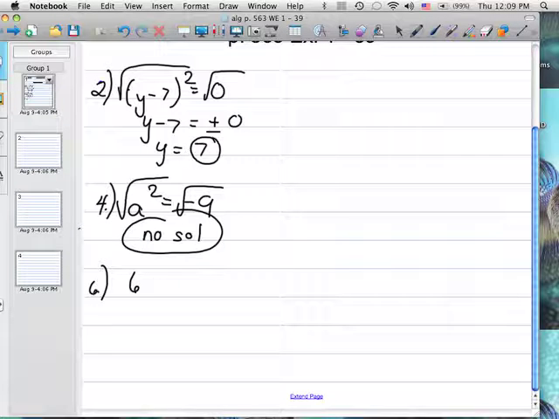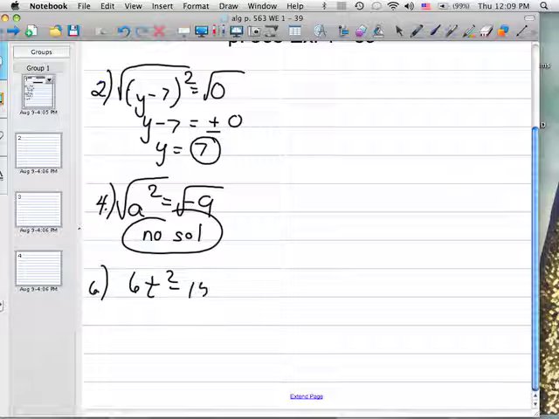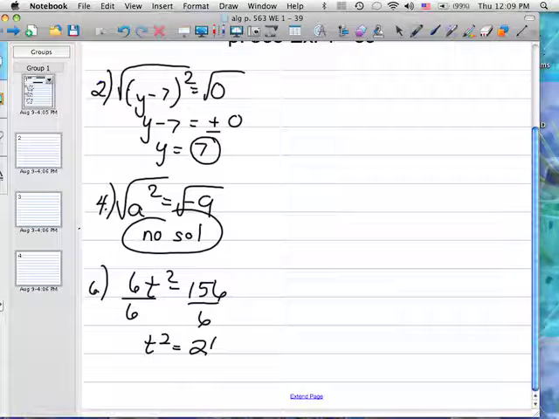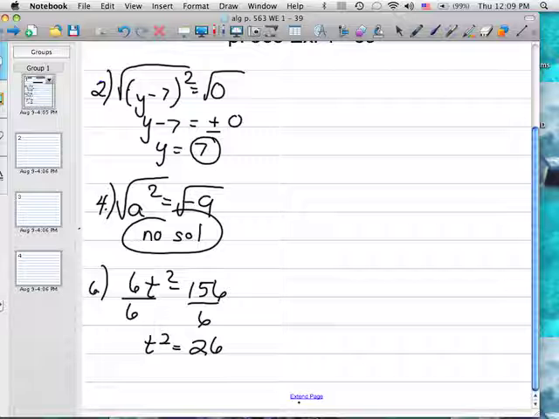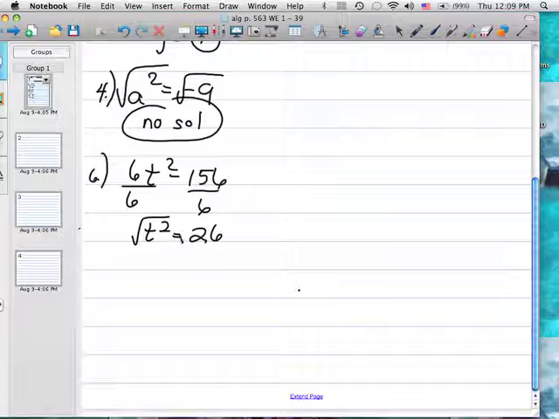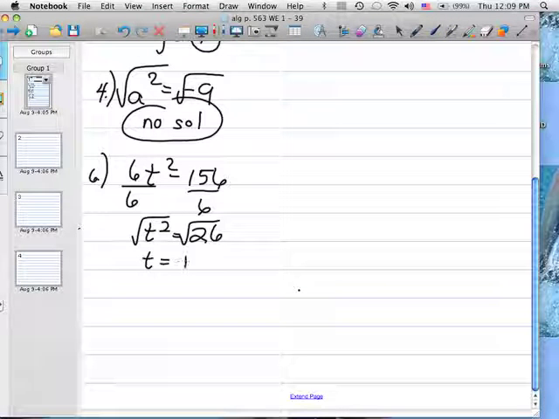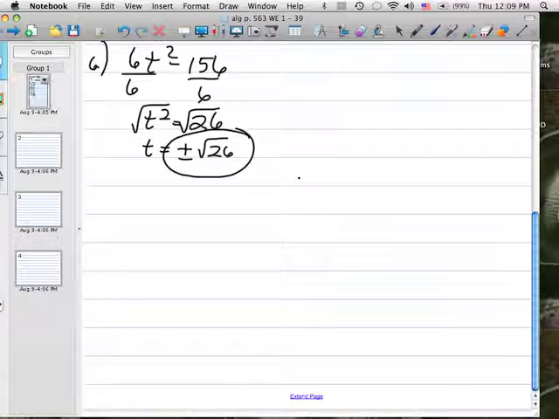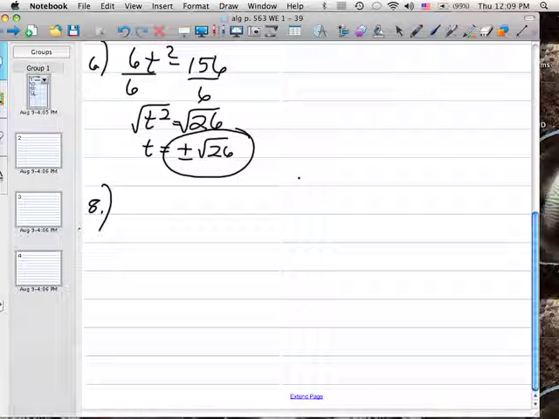Problem number 6, we have 6t squared equals 156. Isolate the perfect square, so we divide by 6. And we get t squared equals 26. Take the square root of both sides, so t equals plus or minus the square root of 26. And there are no perfect squares in that, so that's our answer. Remember that plus or minus means there's two answers, one positive, one negative.